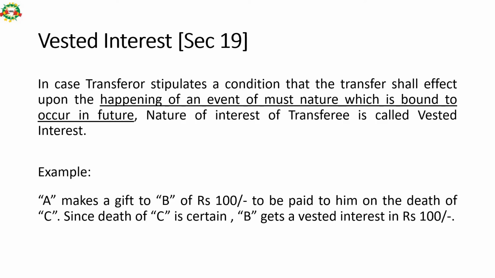Vested interest, Section 19. In case the transferor stipulates a condition that the transfer shall take effect upon the happening of an event of a must nature which is bound to occur in future, the nature of interest of the transferee is called vested interest. For example, A makes a gift to B of rupees 100 to be paid to him on death of C. Since death of C is certain, that means B gets a vested interest of rupees 100.